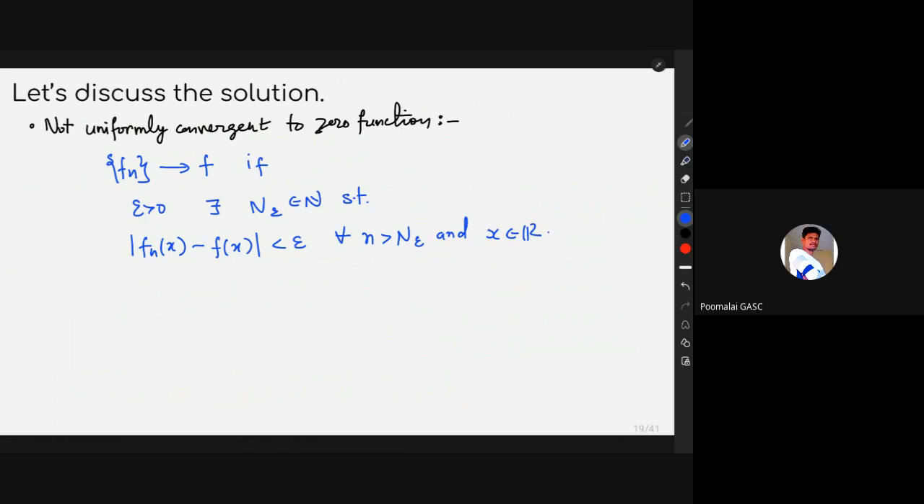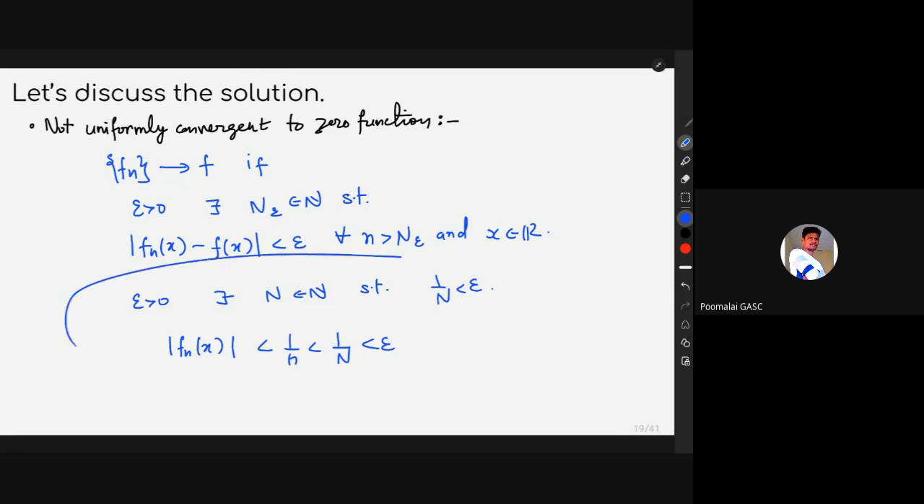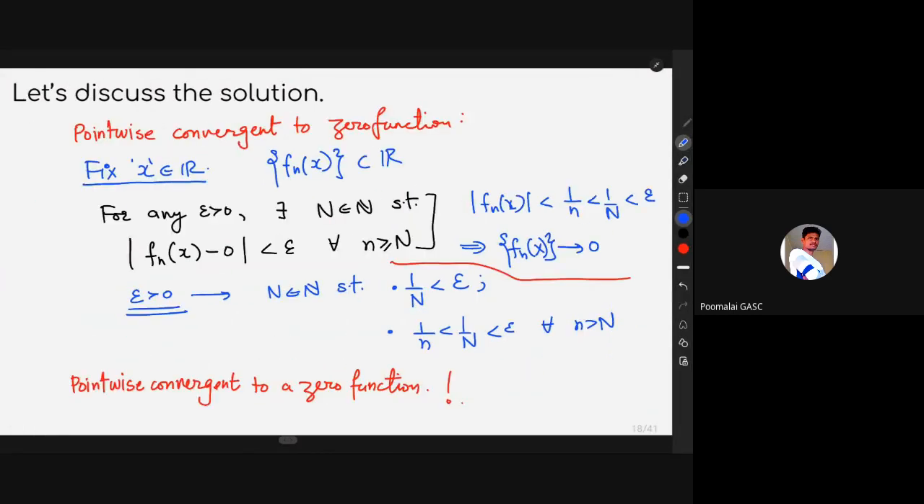Okay, so in our case, this is actually happening because if I start with an epsilon, I can come up with an n in the natural numbers such that 1 over n is smaller than epsilon. This 1 over n does not depend on the choice of x that I'm taking. So this will always be smaller than 1 over n, which is smaller than epsilon. So in particular, this is uniformly convergent. The last proof itself gives you the uniform convergence.